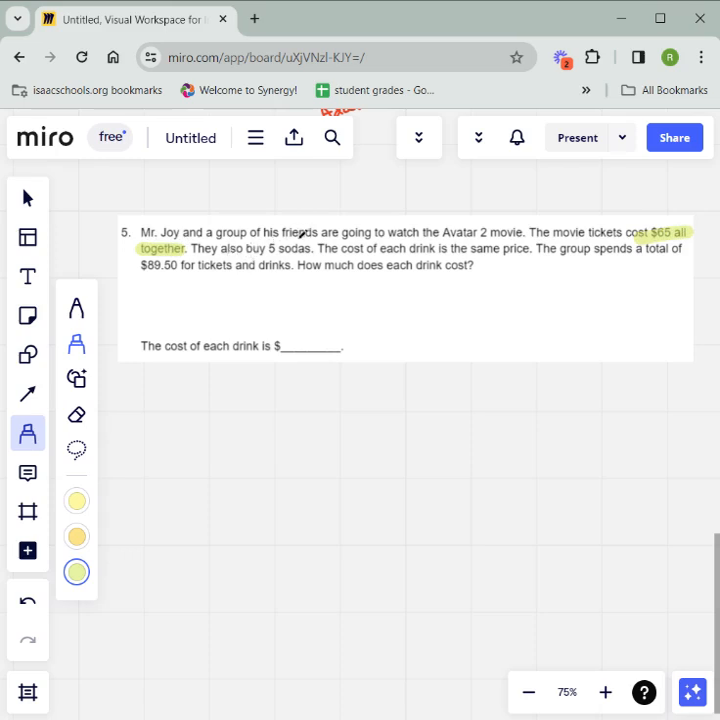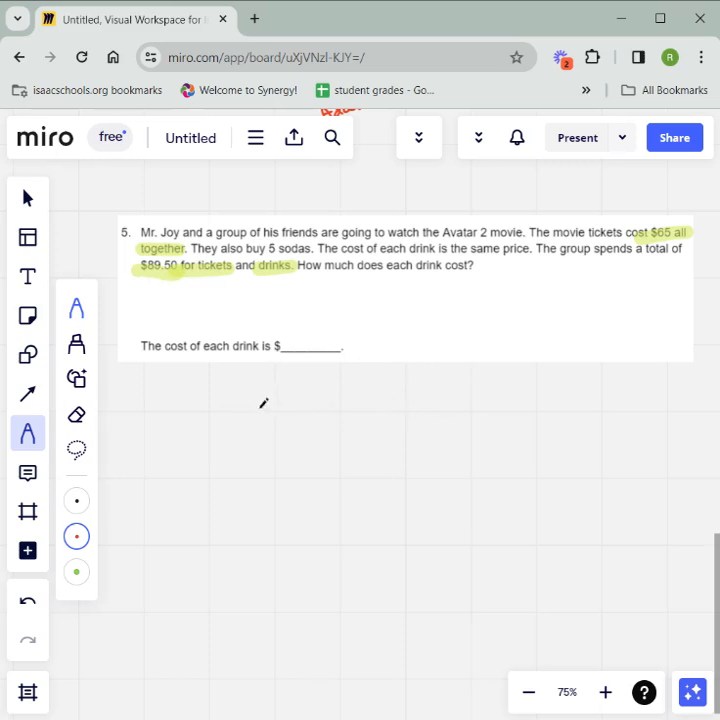They also buy 5 sodas. The cost of each drink is the same price. The group spends a total of $89.50 for the total tickets and the drinks. How much does each drink cost? Okay, so think of this question carefully, and we know this. They're asking for each drink cost, but we know the total cost is $89.50. So let's go step by step with what we're given.